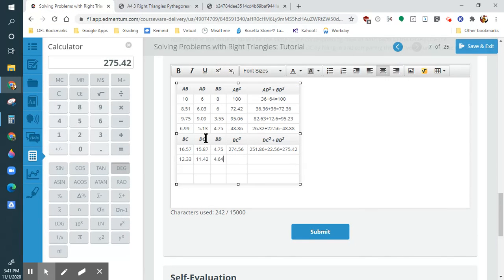4.64. 4.64. Now it's time to use the calculator. Figure this out. 12.33 times 12.33. 152.03, because I'm rounding. Clear this off. 11.42 times 11.42. I get 130.42 plus that. I don't know which one does which, to be honest. Clear. This one's reset calculator. Well, I guess reset calculator is always better.